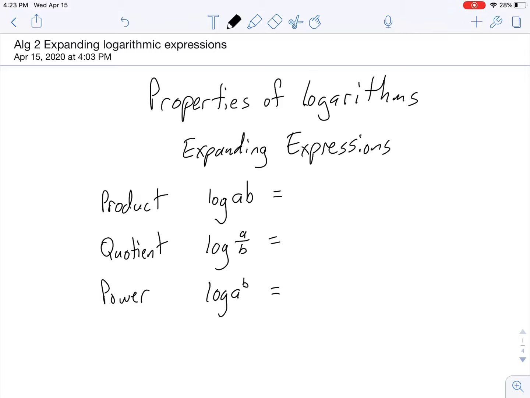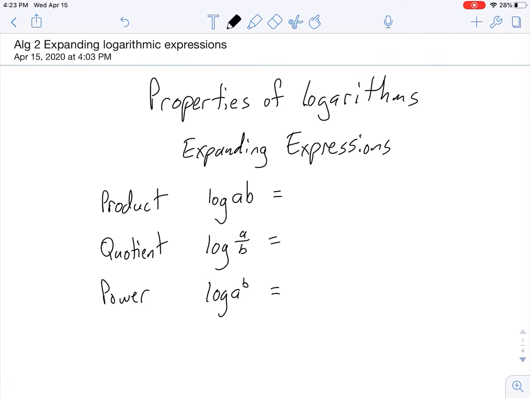Okay, guys, so we're still in the midst of learning about these properties of logarithms. Yesterday we condensed expressions with the product property, quotient property, power property. Today we're going to be expanding expressions with those same properties. So I know I wrote these notes yesterday. I'm going to rewrite a shorter version today.